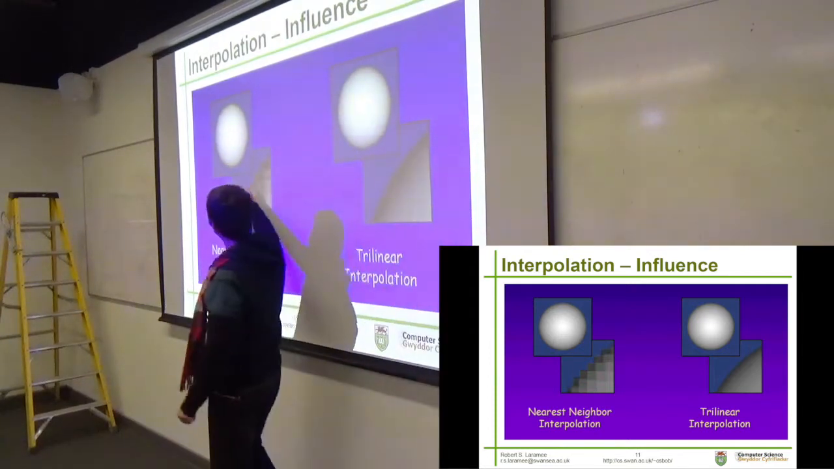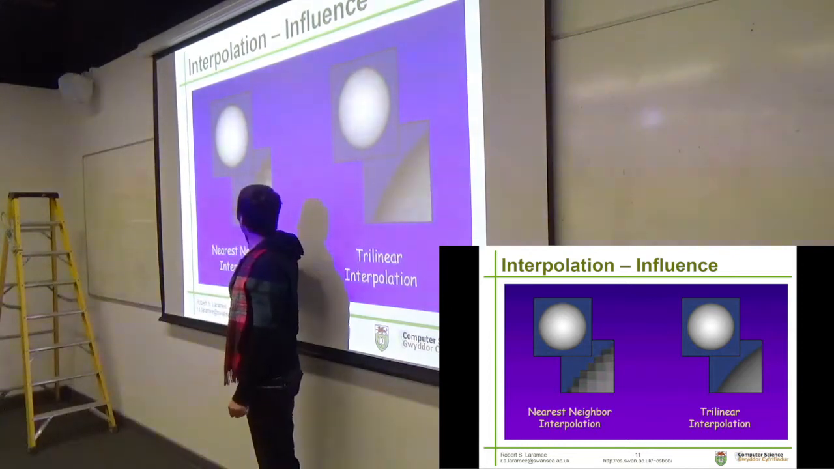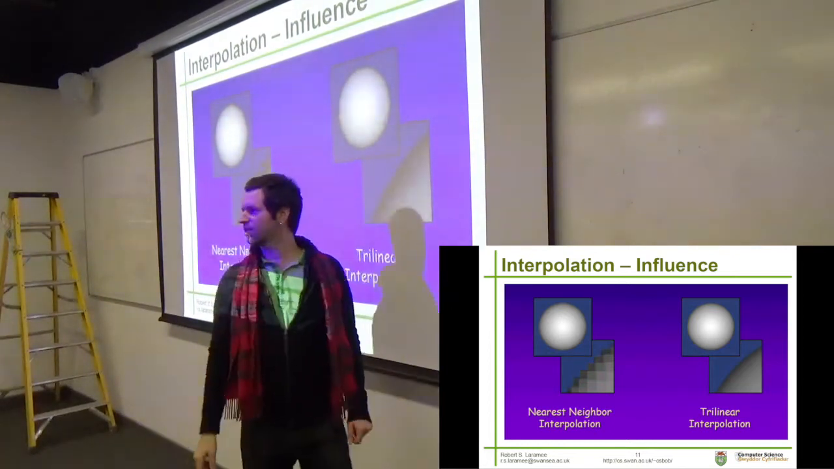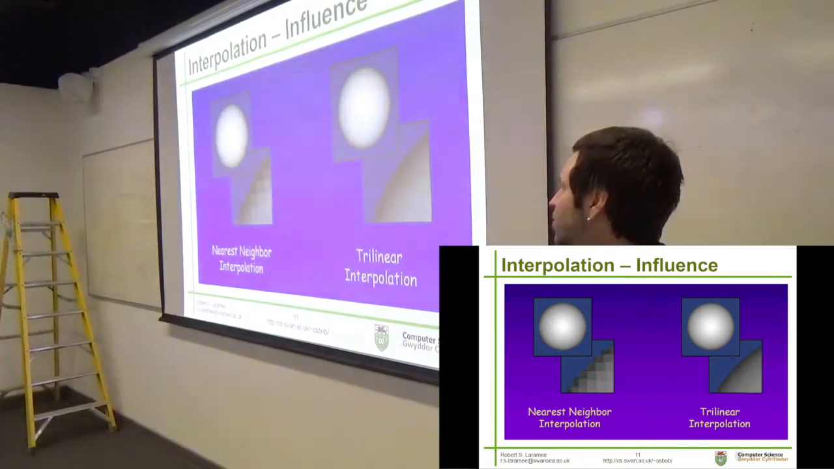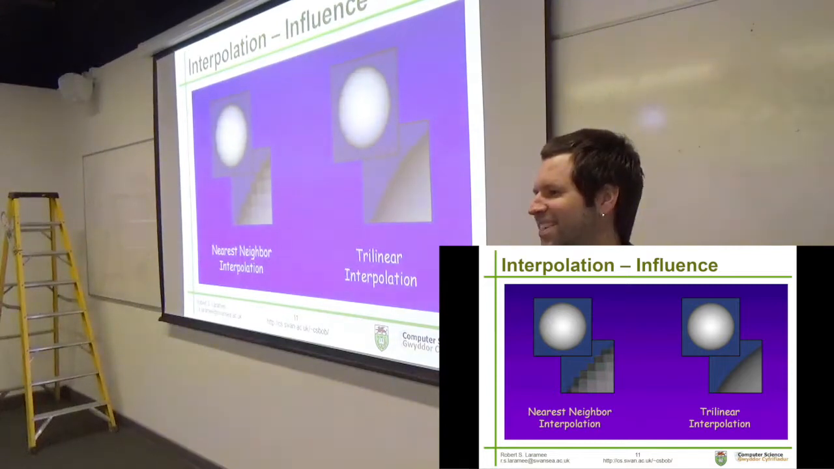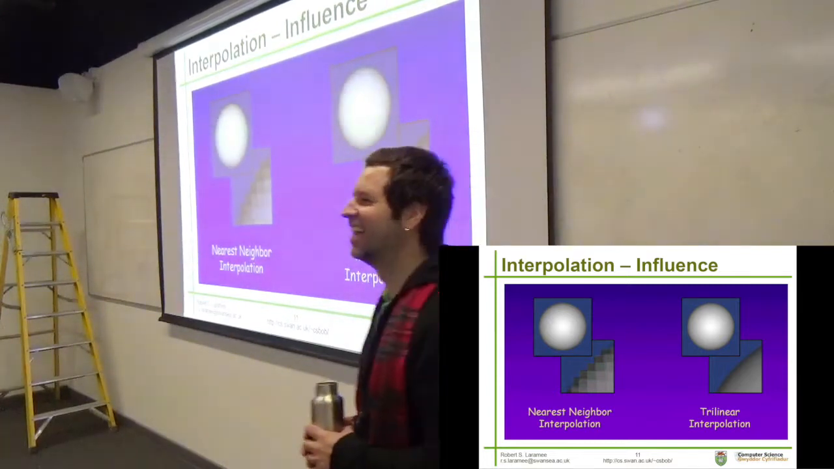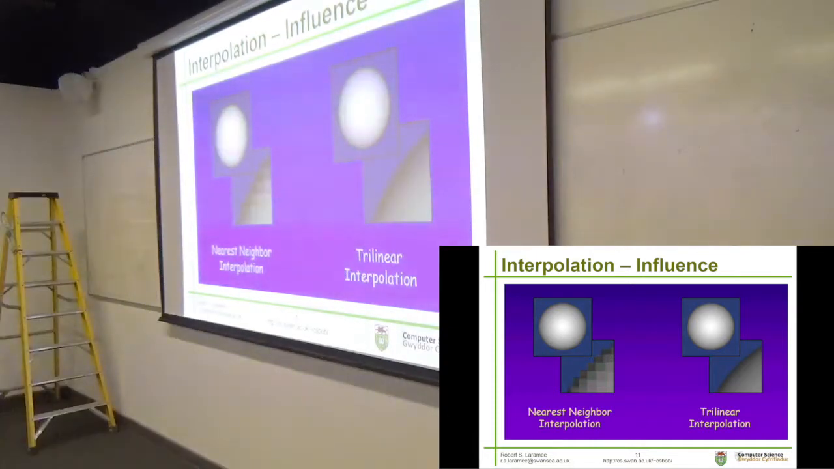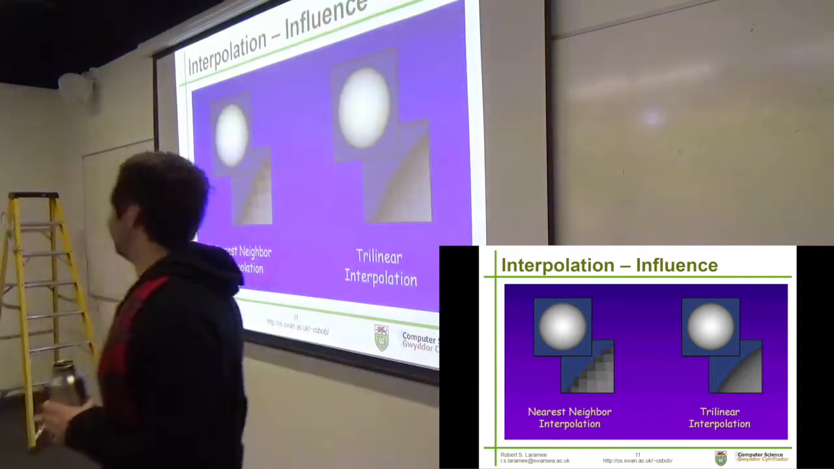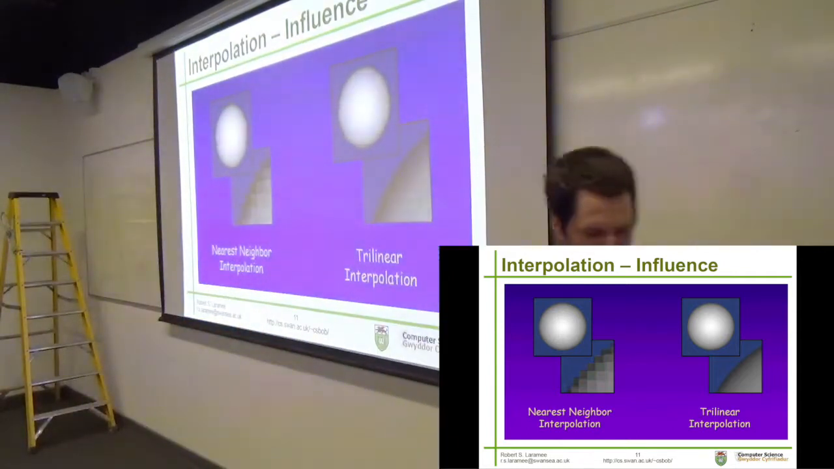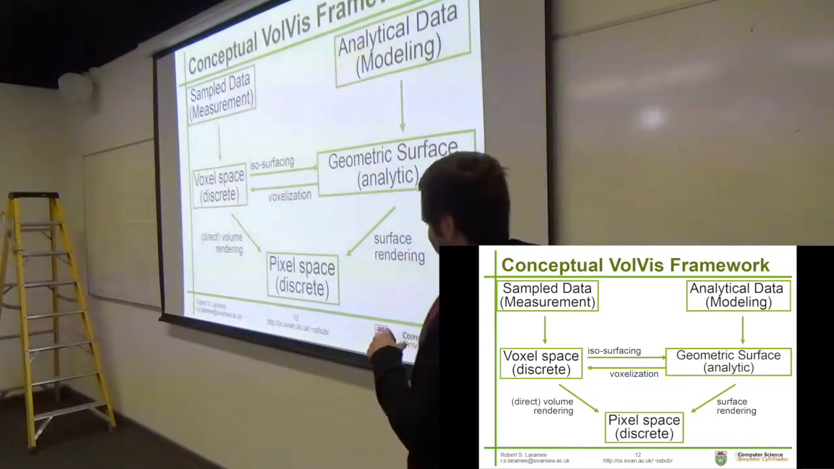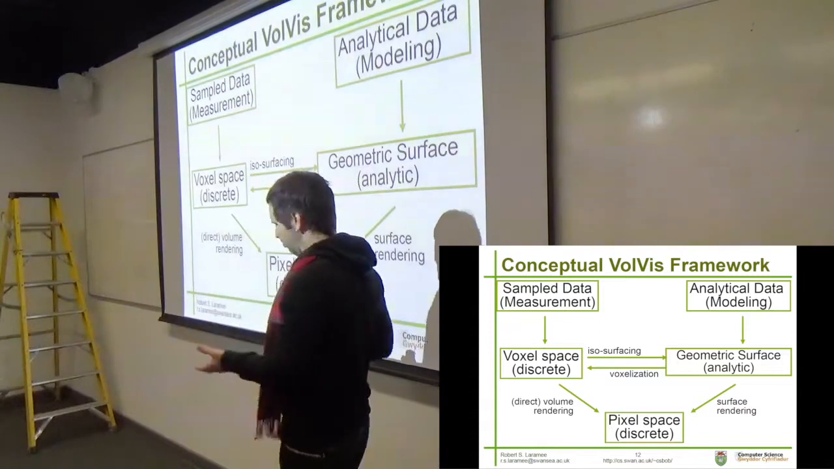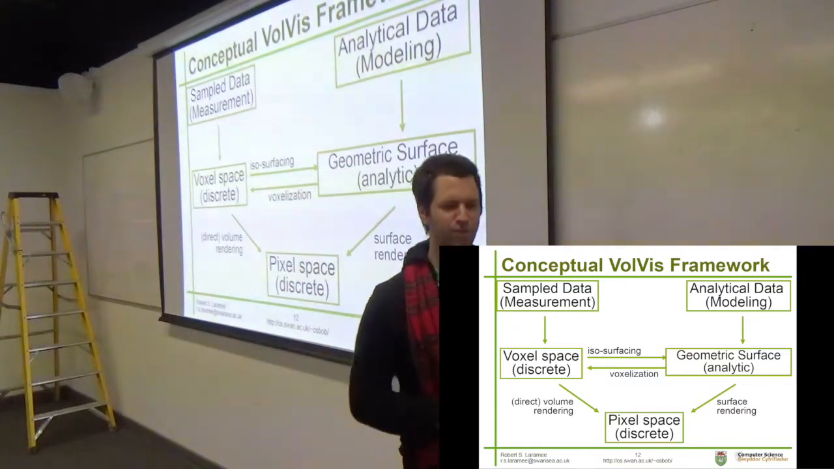Anybody know what those artifacts are called? Those kind of staircase artifacts that pop up? Anybody, you took computer graphics? What's your name? Ben. Is it aliasing? Yes, exactly. That's called aliasing artifact. Correct. So that's some terminology. We're going to be using those terms a lot, so it's good to understand what they are.